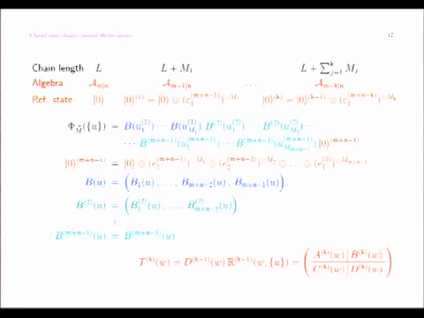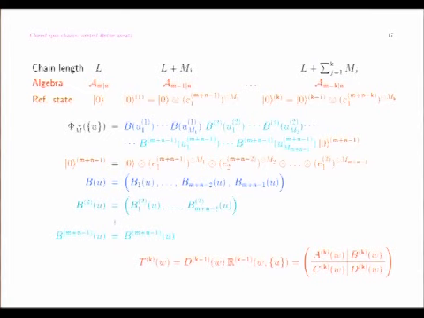So it's a bit of calculation, but okay, just to summarize. You started with a chain of length L. You had an algebra, A_{M,N}, and a reference state. Then you divide in this way the monodromy matrix, and at the first step, you end up with a new problem based on a chain of length L plus M1, but for an algebra which is smaller, and the reference state now becomes of this form, where you recognize the highest weight of the fundamental representation for this algebra. And you go on.